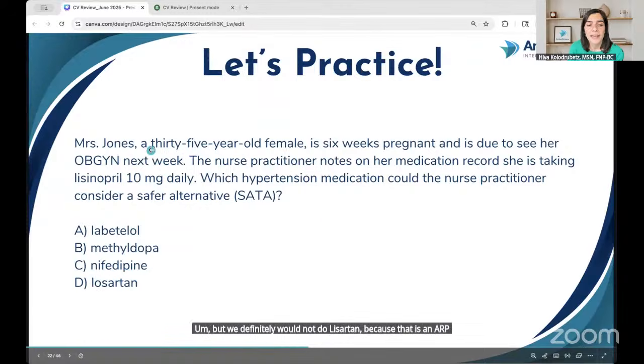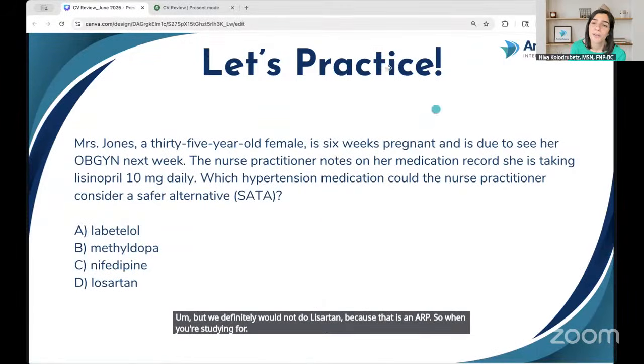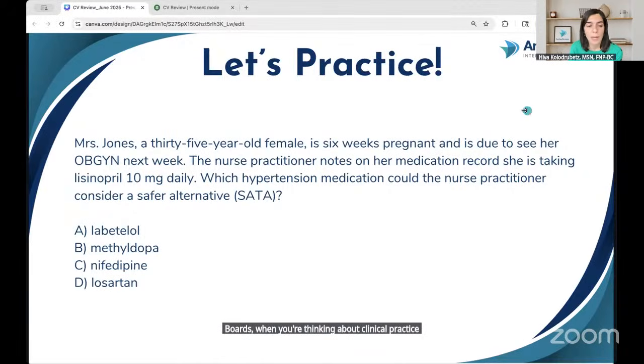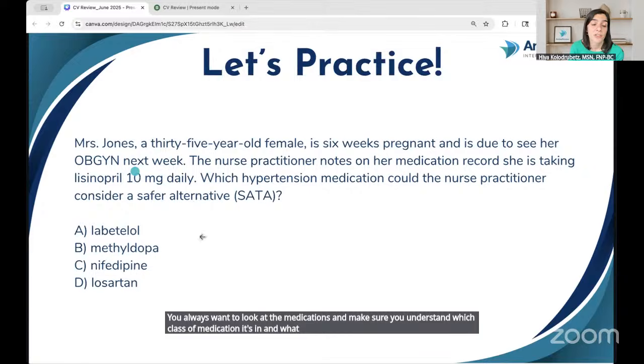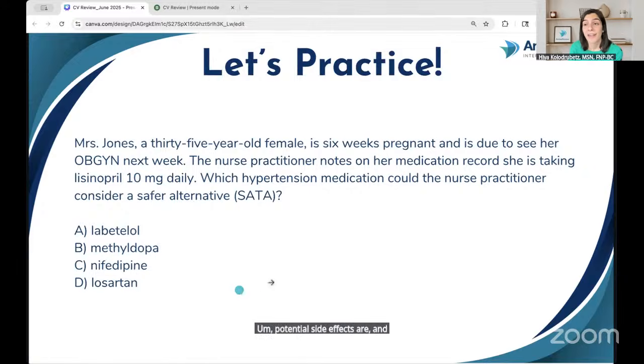So when you're studying for boards, when you're thinking about clinical practice, studying for clinical practice, you always want to look at the medications and make sure you understand which class of medication it's in and what its mechanism of action is, and what those potential side effects are and what those adverse effects are. That's going to be really helpful in practicing safely.